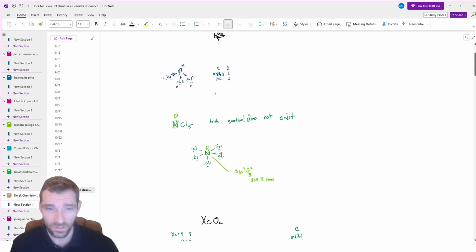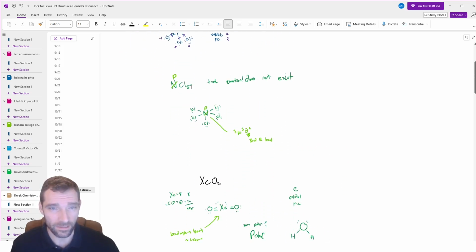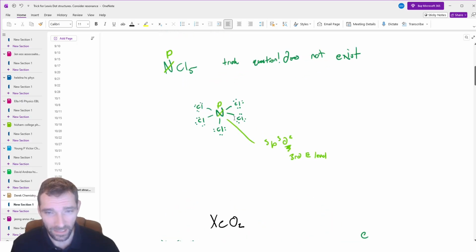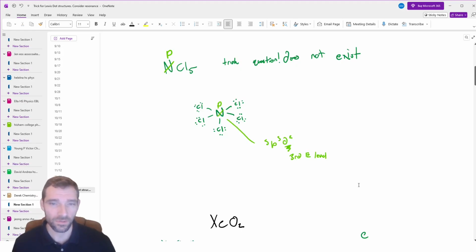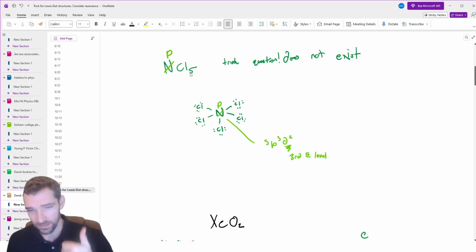I gave a trick question to my student asking them about NCl₅, which is a trick question. Nitrogen does not have d orbitals that it can access because we're talking about like the second energy level. So if you have the third energy level or higher, you have access to d orbitals. So if you had PCl₅, that works. That's acceptable.